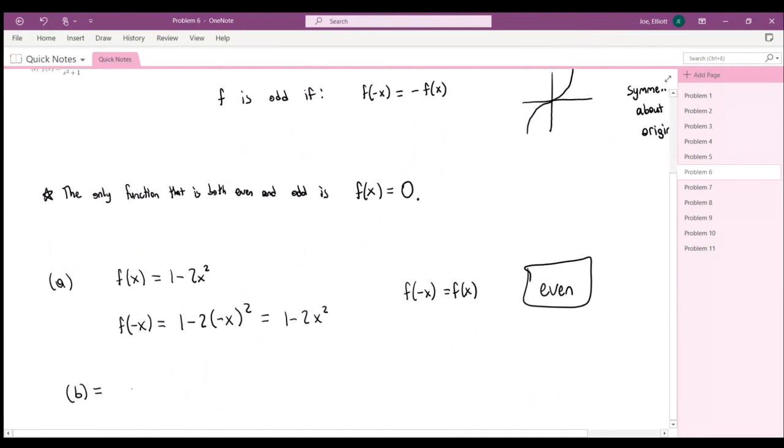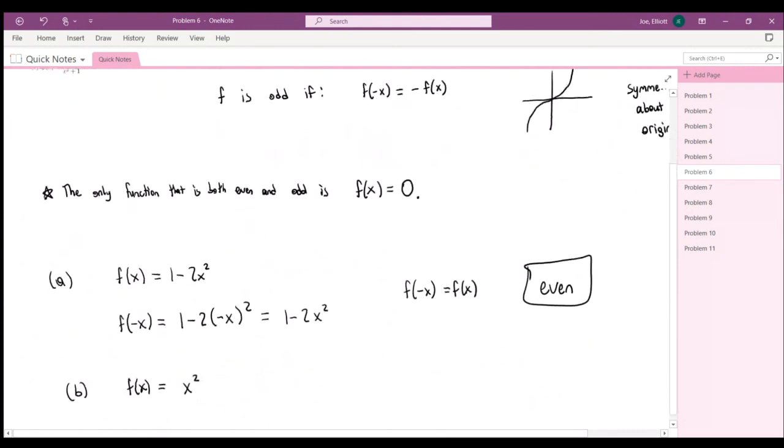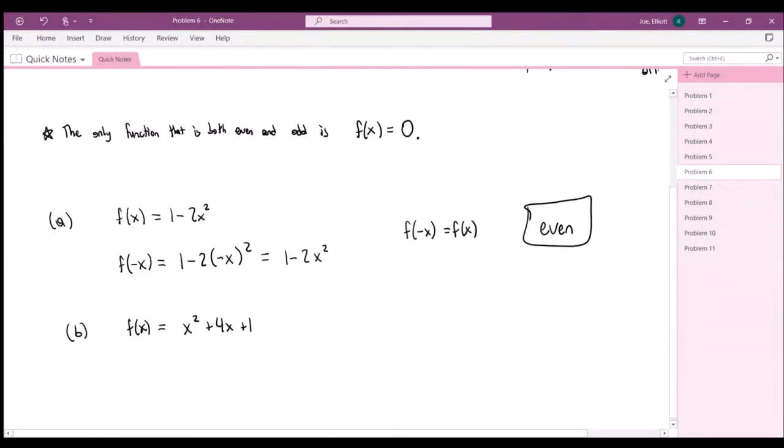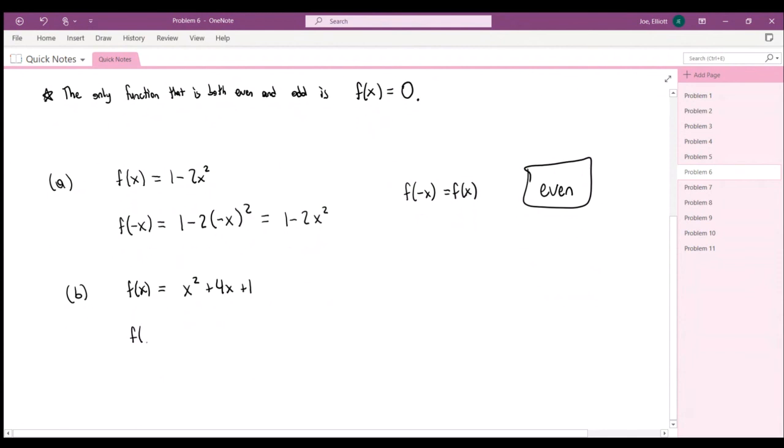So it'll be the same thing. We have the function f of x, which was x squared plus 4x plus 1. So I'm going to replace each instance of x with a minus x to calculate f of minus x. So instead of x squared, it's minus x all squared. And then instead of plus 4x, it'll be plus 4 times minus x plus 1. So if we simplify this, that's going to be x squared minus 4x plus 1, okay? And notice this time that f of x is not equal to f of minus x, okay? It's not even.